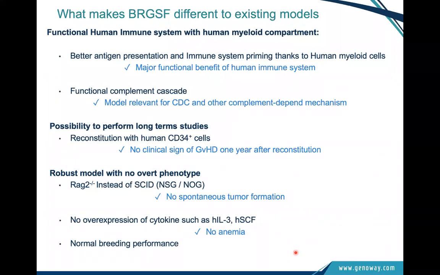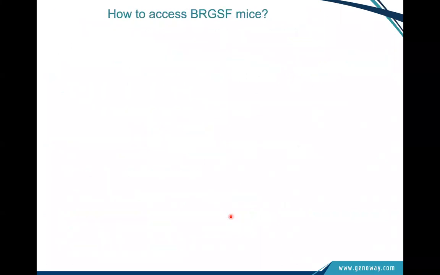So to recap, the model could be used for immune study. It has a functional immune system. It has a functional cascade. It doesn't display GVHD when reconstituted with CD34 positive cells. It doesn't have the main side effects of the other models, which display a myeloid compartment.